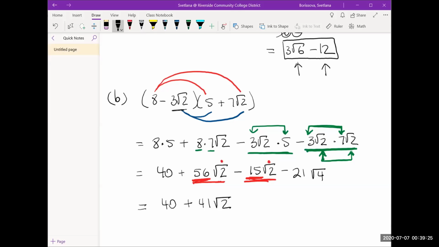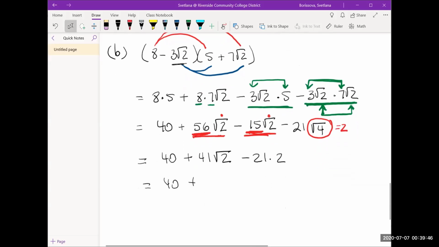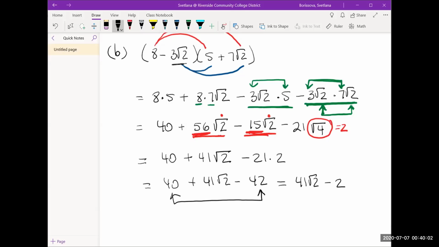And then the last radical, square root of 4, we can just evaluate, right? Square root of 4 equals 2. So we'll get minus 21 times 2. Well, that we can multiply. That's negative 42. And now we have two numbers that can be combined. So 40 minus 42, that's negative 2. So I'll say 41 square root of 2 minus 2, like that.